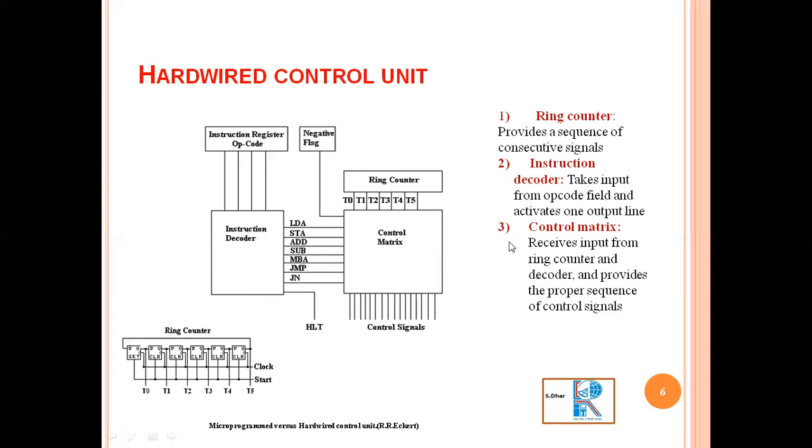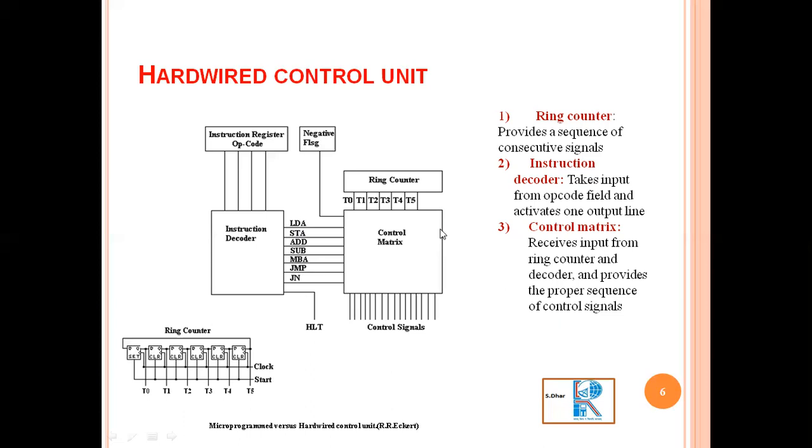Again, I am telling you that the hardware control unit contains mainly three components: instruction decoder, ring counter, control matrix. The instruction decoder will activate one line out of the 16 signals, and the ring counter will activate one time period, and they will mix up here in the control matrix and generate the control signal. And this halt goes directly to the decoder, it will halt the total instruction if this is 1.